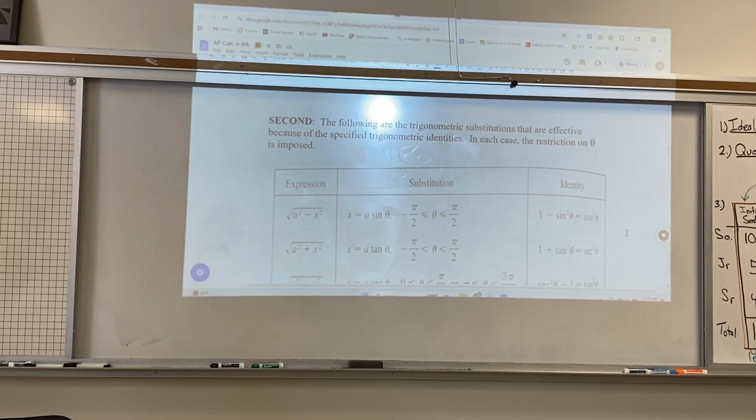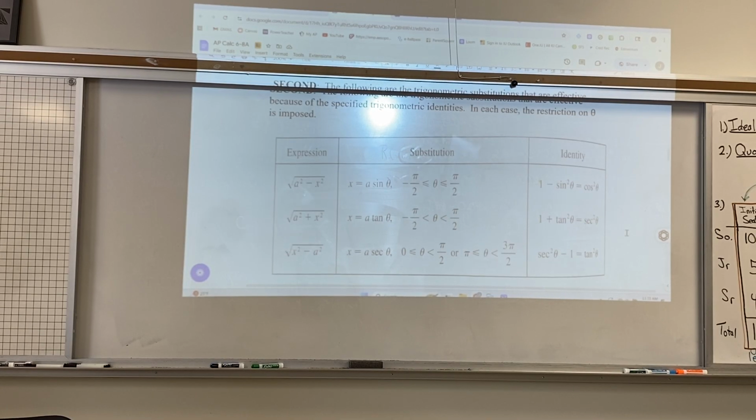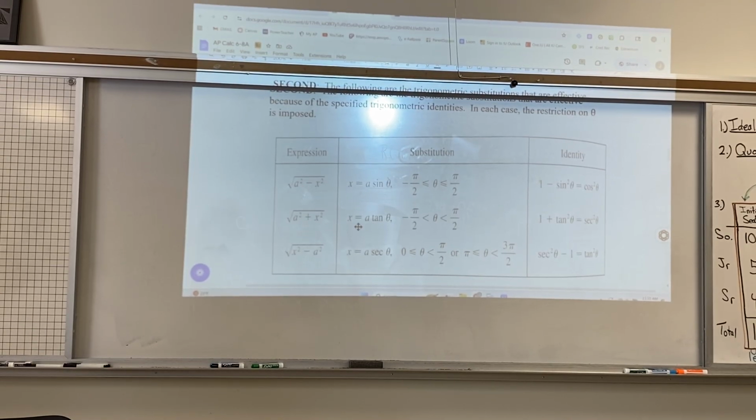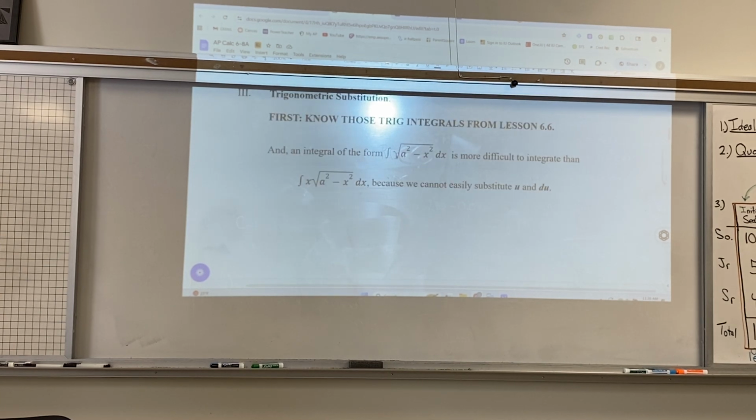And then there's second. These are trig substitutions that are effective because of these identities over here. Because of these identities and the Pythagorean theorem, these are true right here. You don't necessarily need to know they're true. Because of these, I can say this. So notice the expression there. We just said that's going to be difficult to integrate without an x out front.